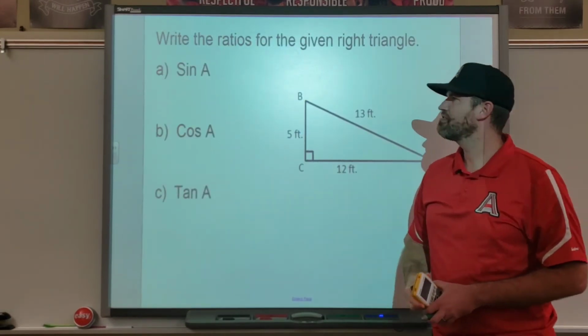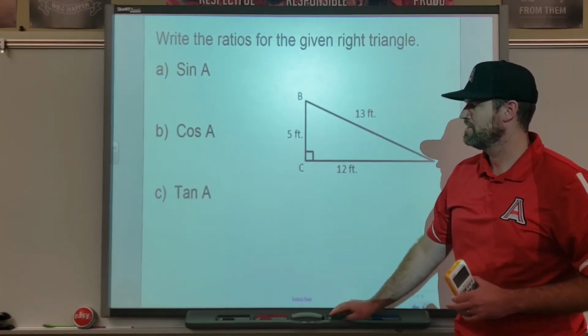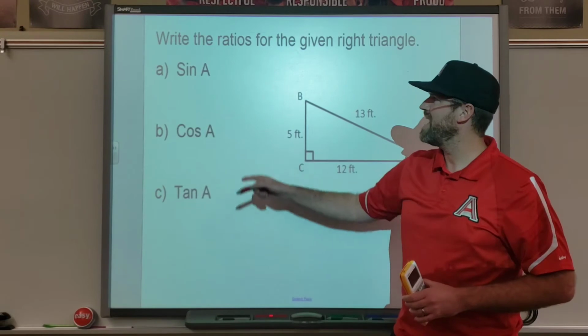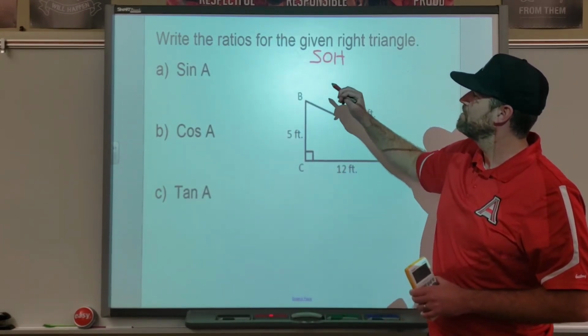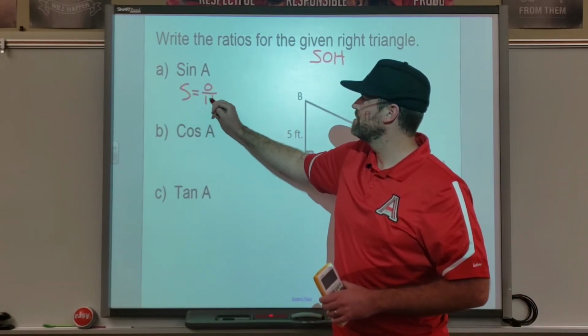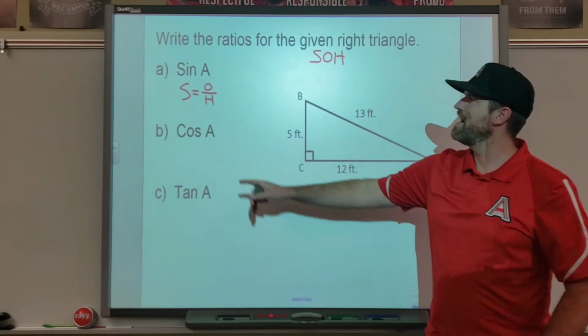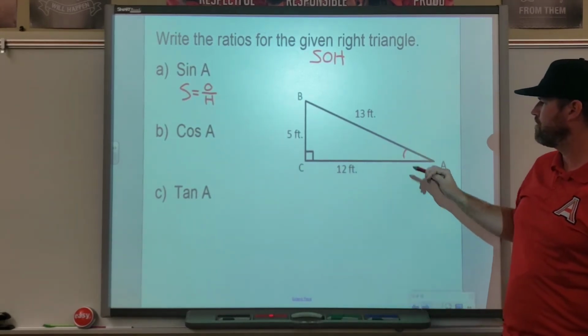So here's how we can use SOHCAHTOA. If you're asked to find a ratio, and you're asked to find sine of A, well, sine is going to be SOH. So I know that's going to be S equals O over H. So I'm going to go find where angle A is. That's going to be my theta, right here.